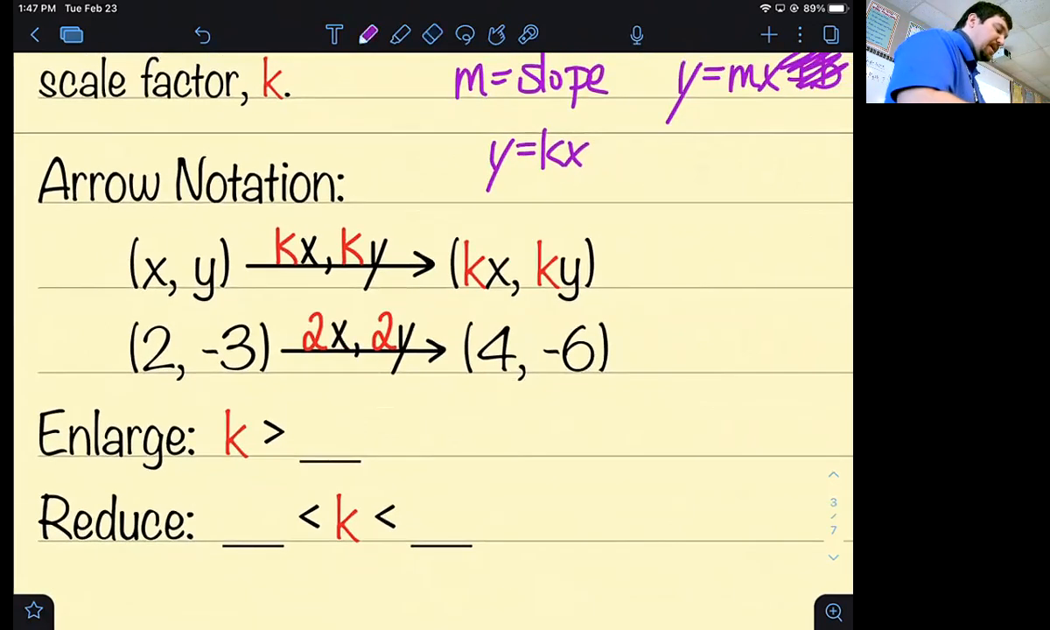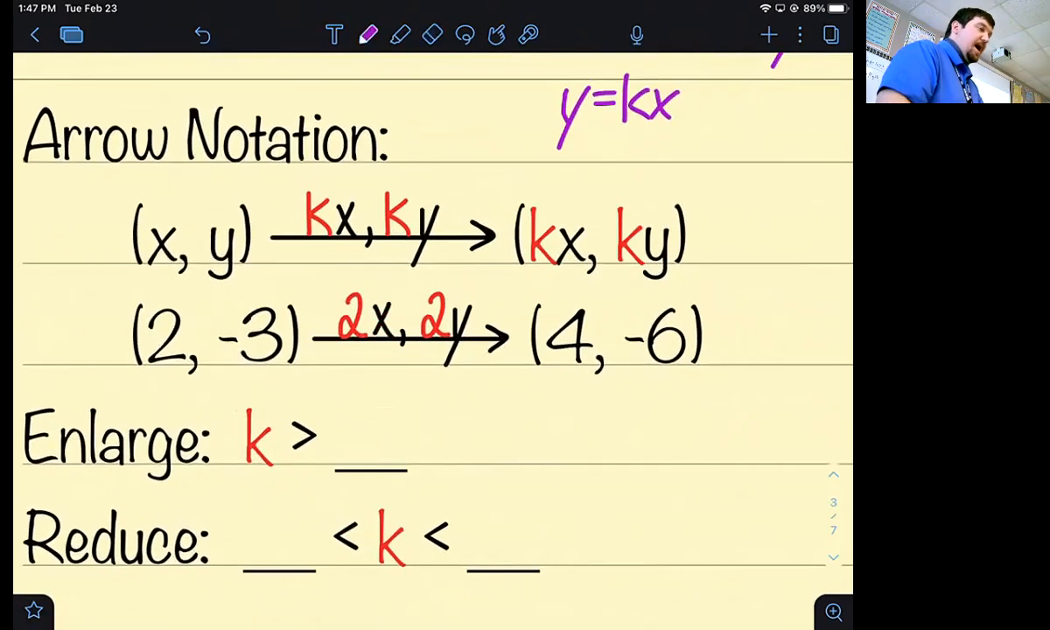So if I'm enlarging the shape, I have to have what kind of k value? For k is multiplication, what's division? There isn't one. You mean like a variable for division? There isn't one.